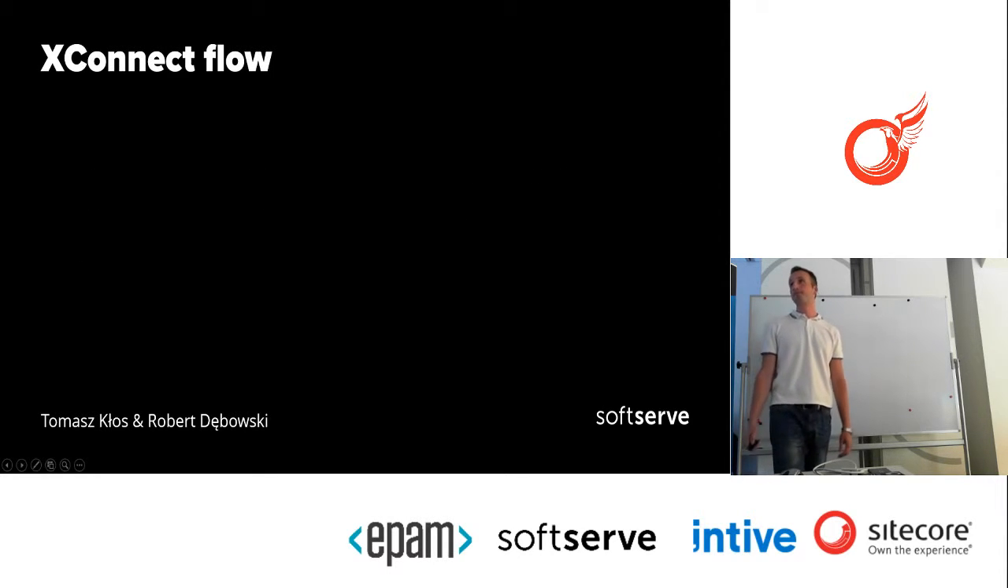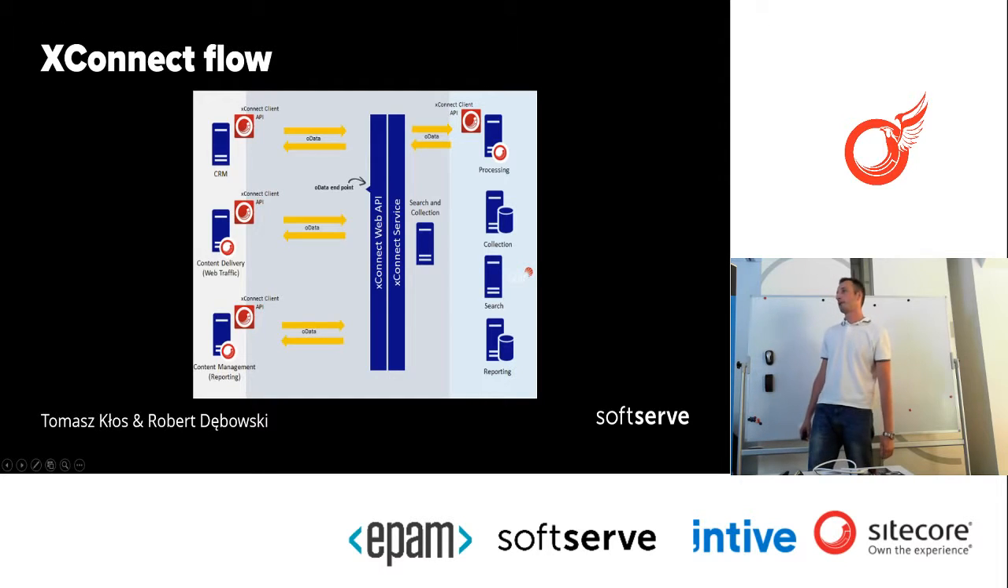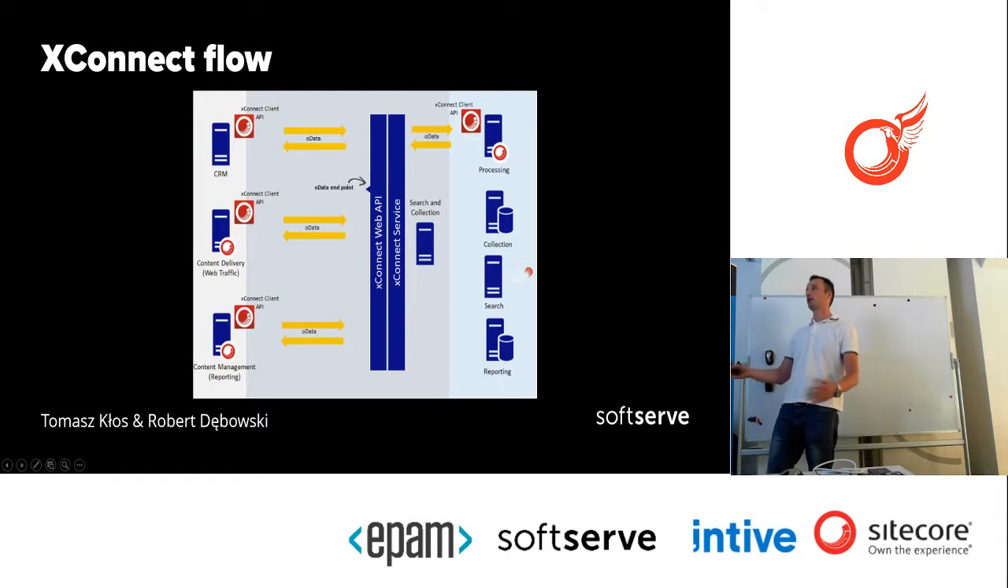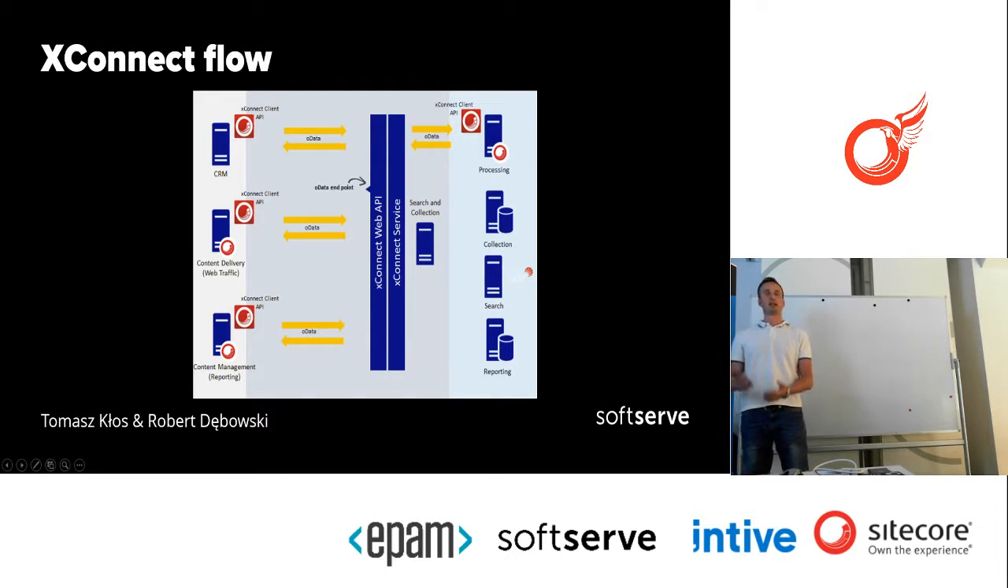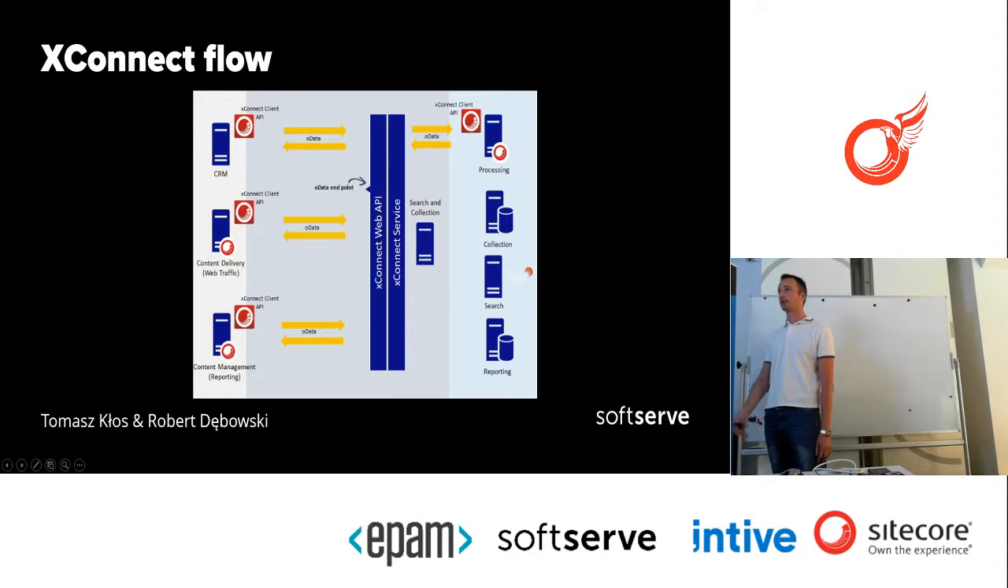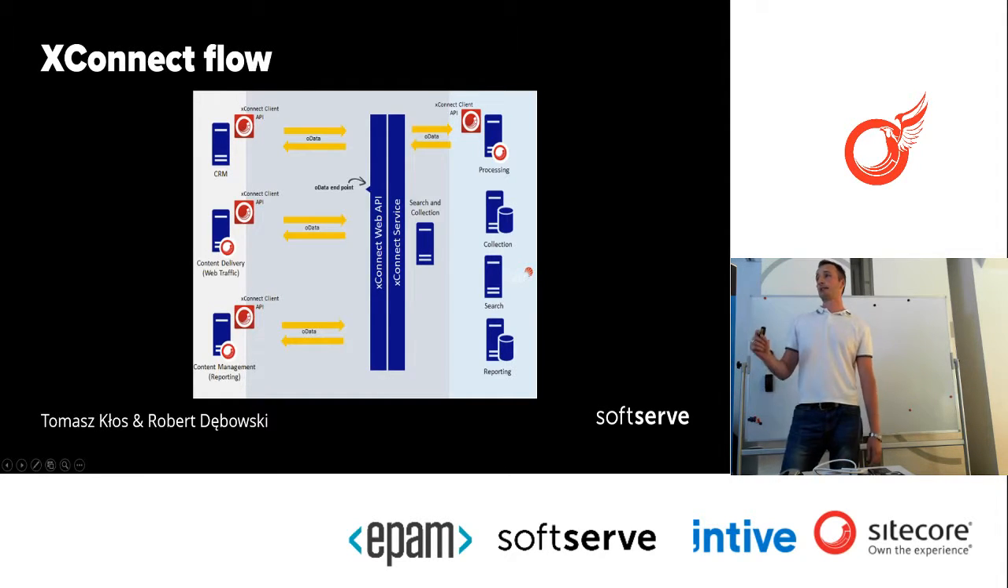eXtremeConnect flow. This is the third graphic that shows us the eXtremeConnect, but a little bit more detailed. We see a lot of elements here, a lot of arrows, and so on. The first thing that we have to highlight is that eXtremeConnect is scalable. We see here the vertical scaling, we've got the content delivery, content management, and so on. We see the arrows that ask the eXtremeConnect web API.